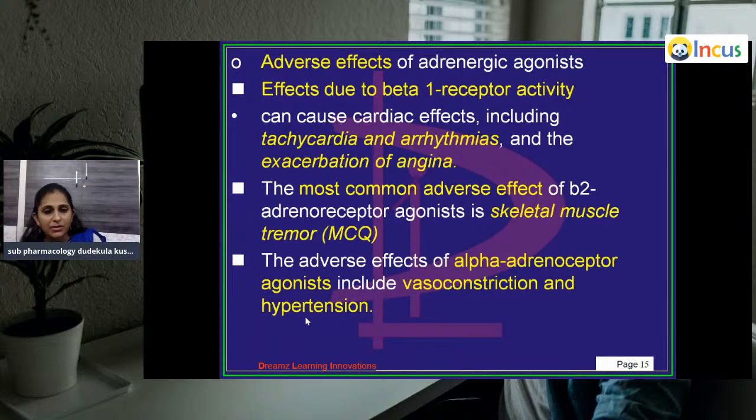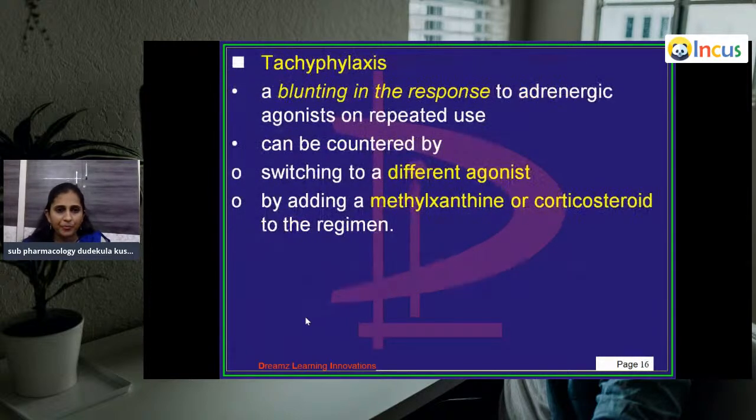One more adverse effect is vasoconstriction and hypertension, which occurs because of the alpha agonist action on the alpha 1 receptor. Vasoconstriction and hypertension occur because of action on the alpha 1 receptor. The most common adverse effect is skeletal muscle tremor.